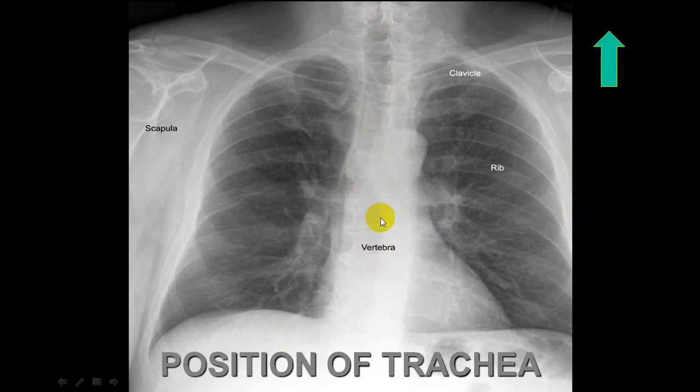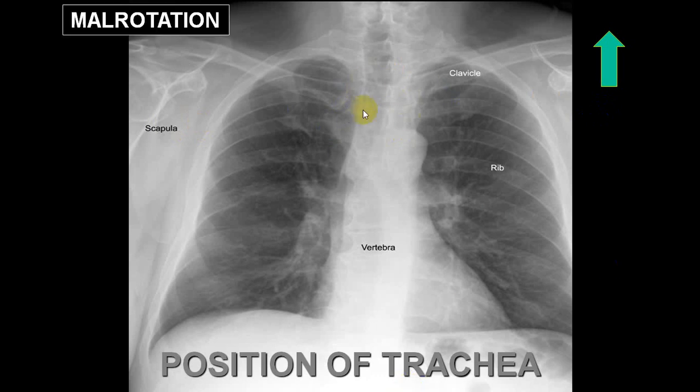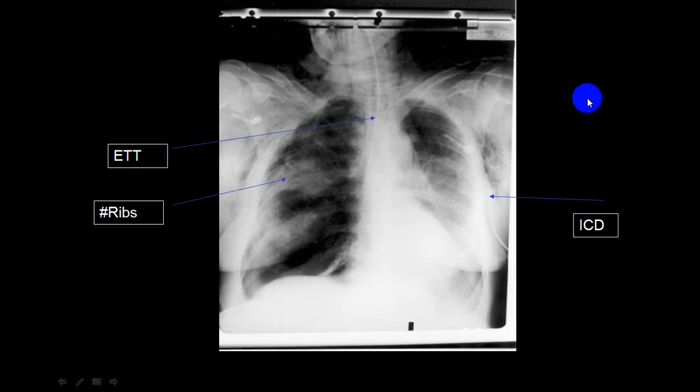These are vertebrae. You can see the spinous process of vertebra. These are the clavicles. If you look properly, this clavicle is a little away. There is a little malrotation of the person. This is scapula here. So you can sometimes have a misinterpretation because of malrotation also. So there is a malrotation. So malrotation can also give you a little misinterpretation of a shift of the trachea.